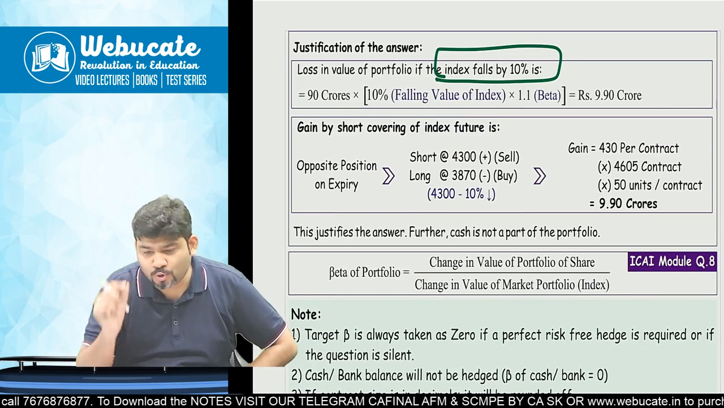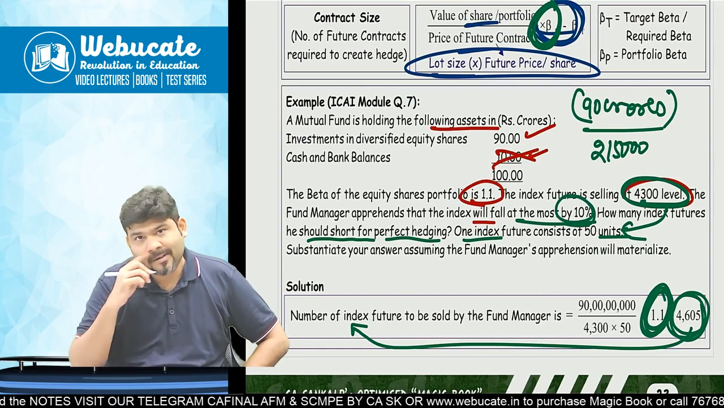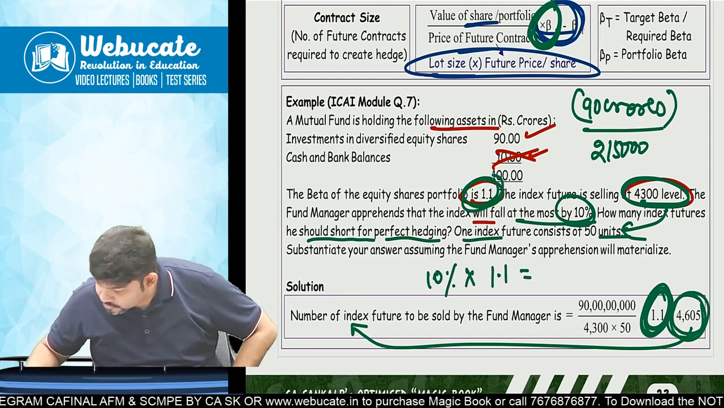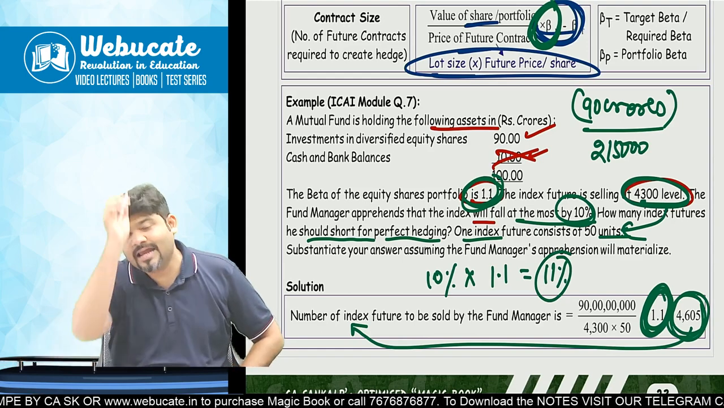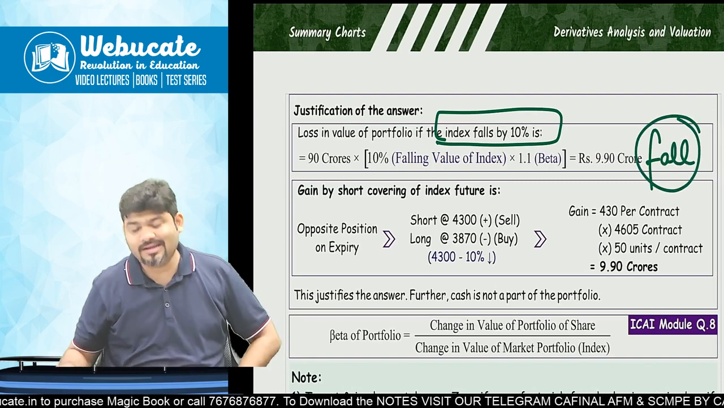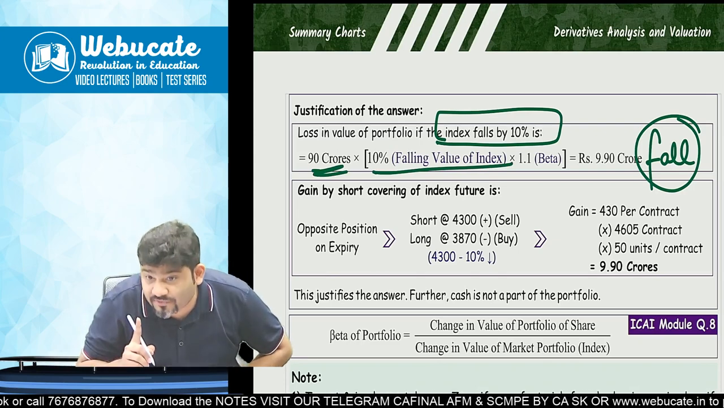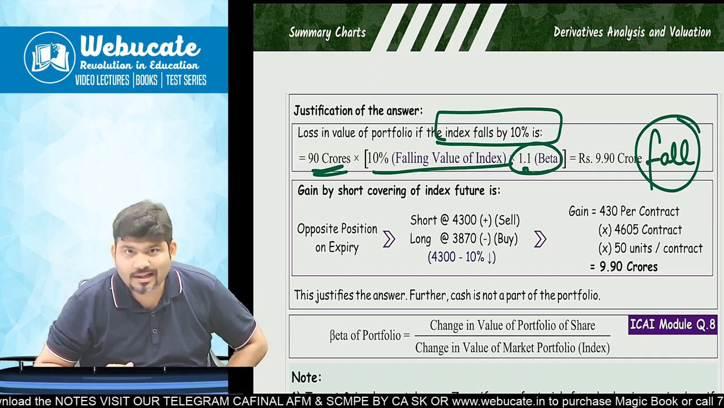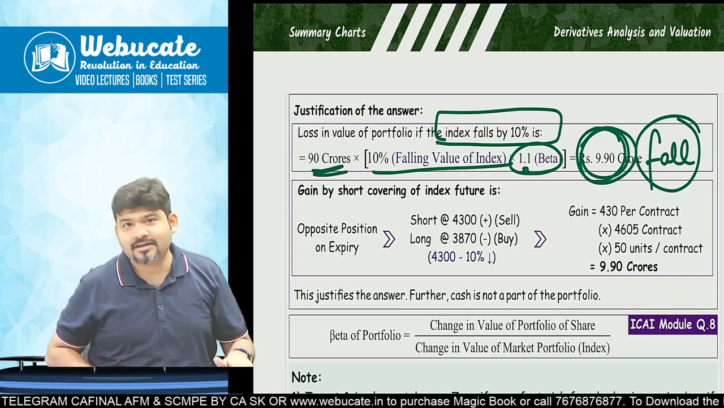Now, how much are you going to lose? See here. Market falls down by 10%. If the market falls down by 10%, your beta is 1.1. So can I say multiply by 1.1? So 10 into 1.1 is 11. So 90 into 11%, 9.9 crores is the fall. Done. So 90 crores, 10% fall in the index, 1.1 is the beta, 11% is the fall. So 9.9 crores. Now see how you are going to gain in the futures market.